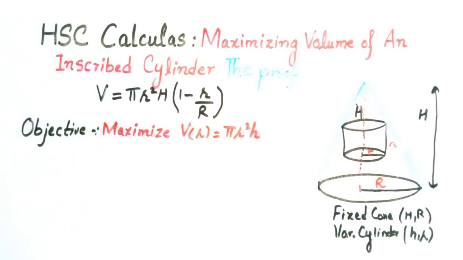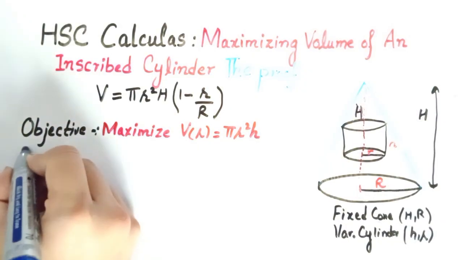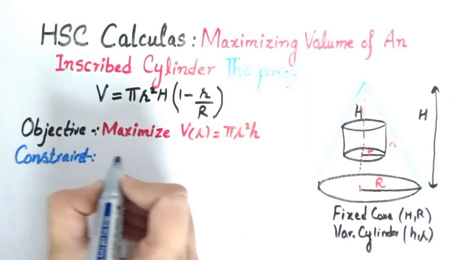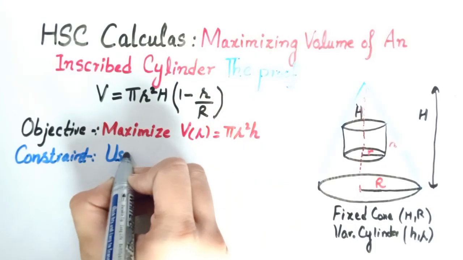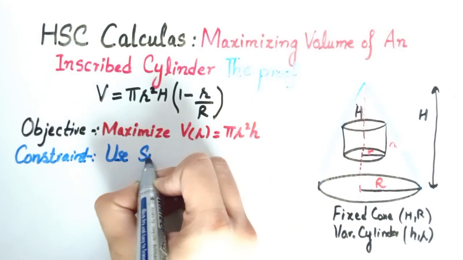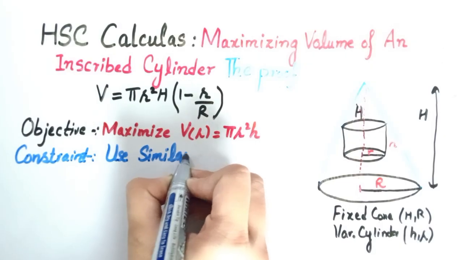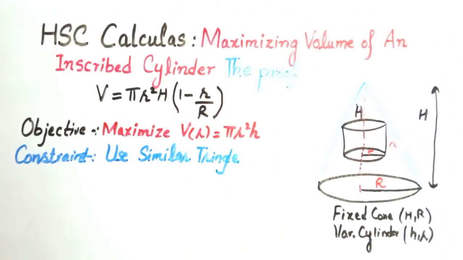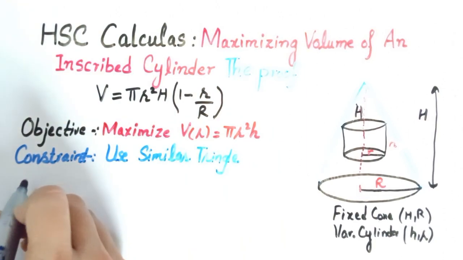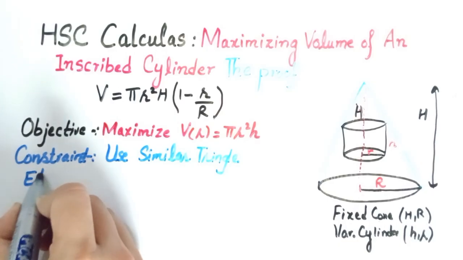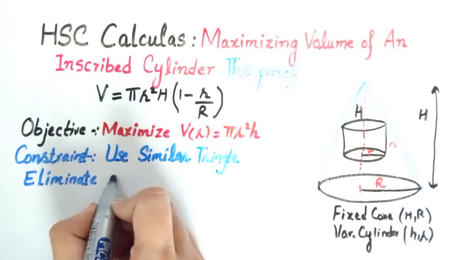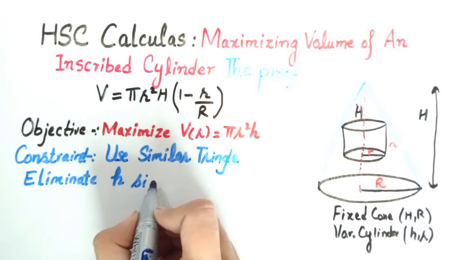And what is the constraint? You have to use similar triangles. And the second step you have to do is eliminate small h using similar triangles.